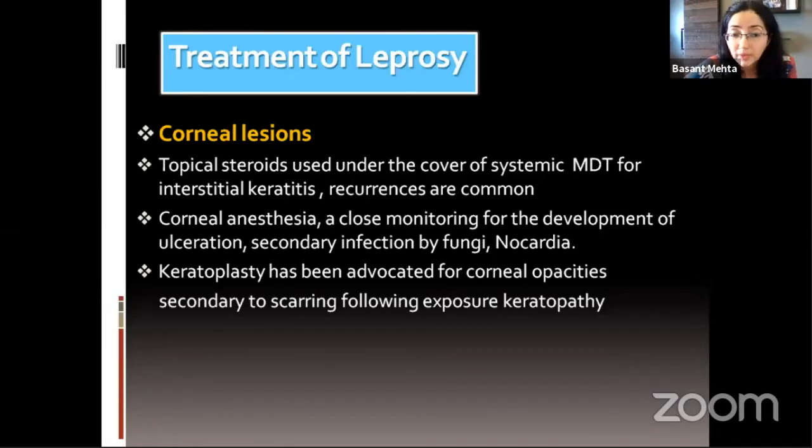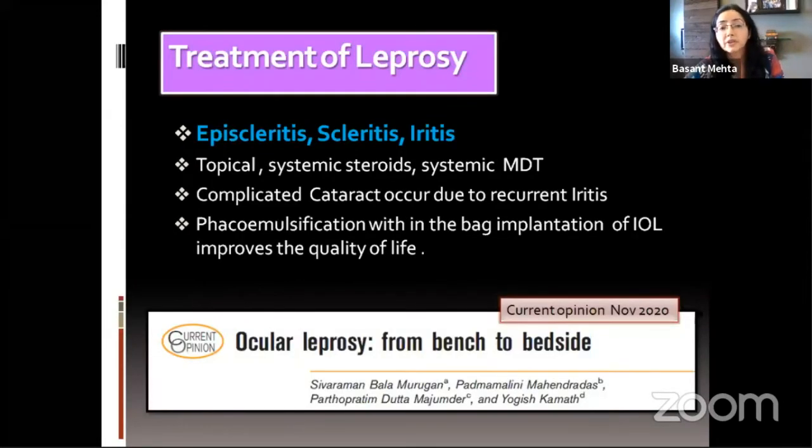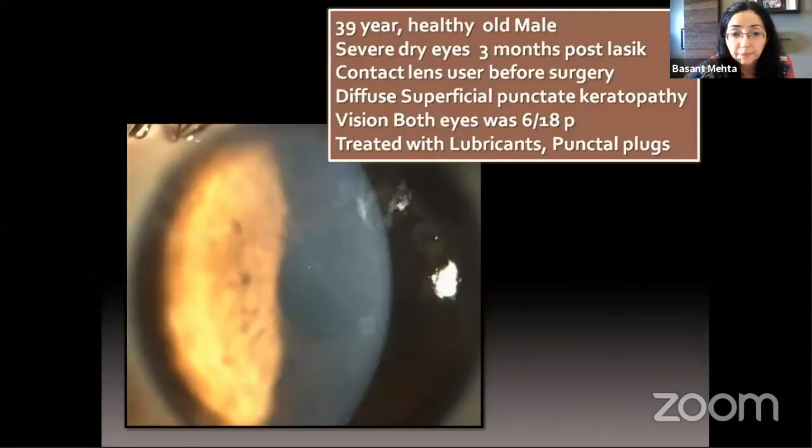For the corneal lesions, one is anesthesia, the other one is interstitial keratitis, which will require topical steroids and systemic multi-drug therapy for resolution. Corneal anesthesia cases need to be monitored for development of persistent epithelial defects and secondary infections. Keratoplasty has been advocated for corneal opacities secondary to scarring following exposure and ulceration. Episcleritis, scleritis, iritis will require topical and systemic steroids and systemic multi-drug therapy.